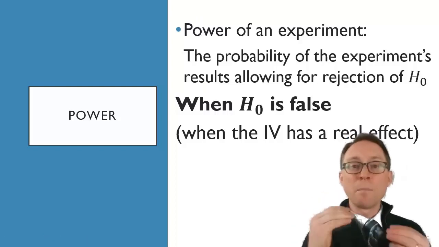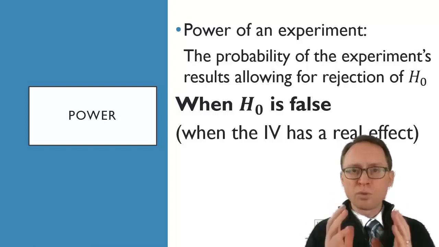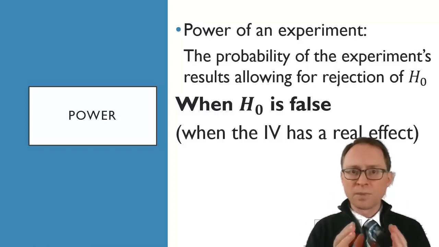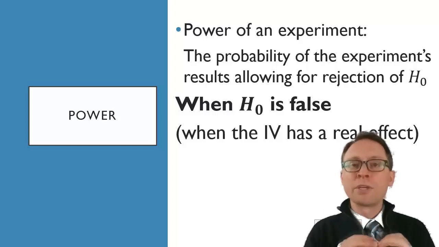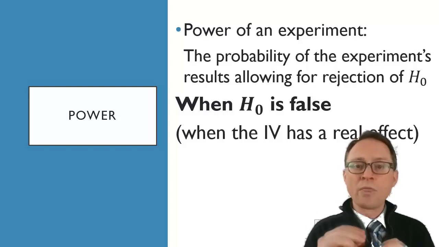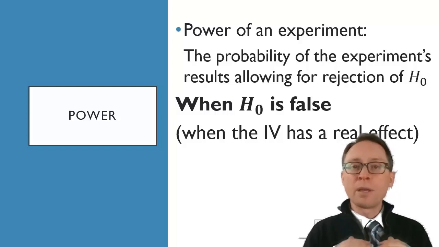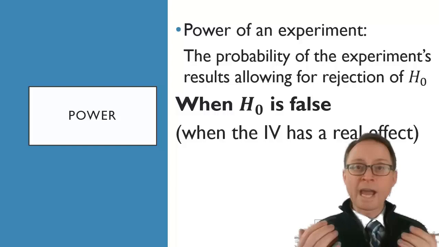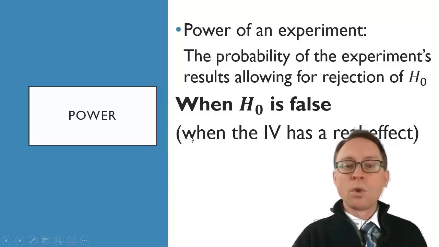So the power of my experiment with 8 people is its ability to find that the love potion works when it actually does. Power is the probability of the experiment resulting in rejection of the null hypothesis when the null is actually false. The other way to say it is the probability of me finding that my love potion works when it actually works.